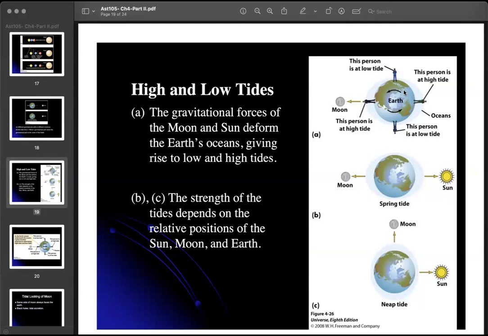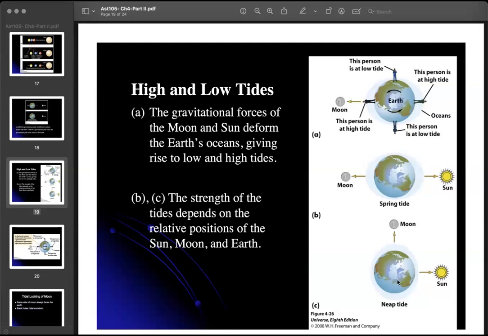So in situations where the sun, earth, and moon are aligned, either the moon is on the opposite side to where the sun is, that would be a full moon situation, or if the moon is in between the earth and the sun, that would be the new moon situation. And in both of those situations, the sun and moon work together to make the tides very intense, and those are very high tides. Those have been given the name spring tides.